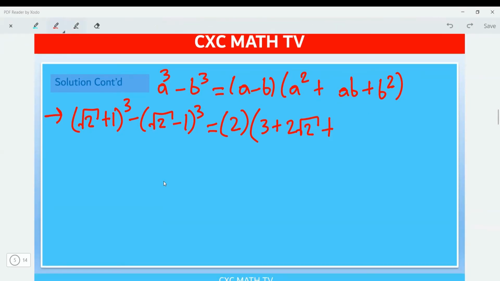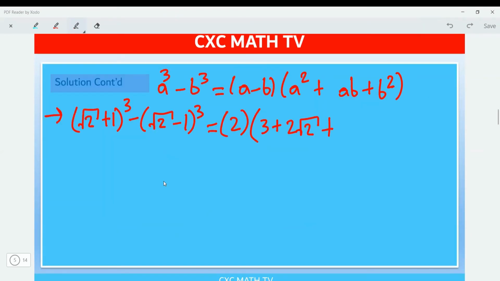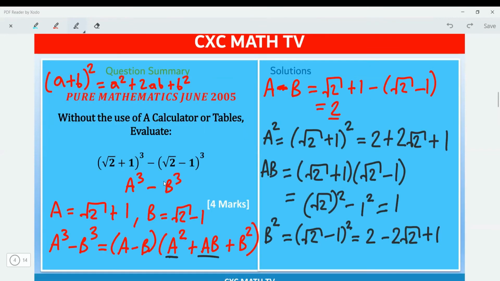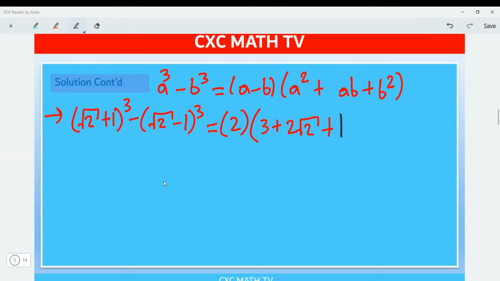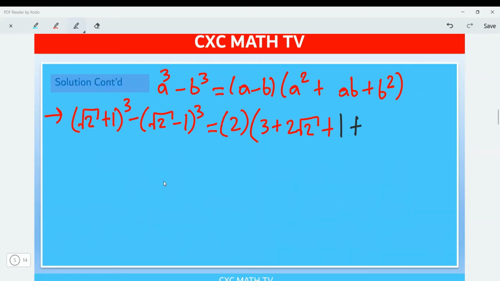Cool. All right, so remember the formula I showed you, it was just plus AB, and I had a 2 there by mistake. So plus AB, and we worked out AB to be 1, plus B squared, and we worked out B squared to be 3 minus 2 root 2. The 2 plus the 1 is 3. So that is 3 minus 2 root 2. So when we simplify it now, as we can see, 3 plus 3, that part is 6, plus 1, that is 7. So this works out to be 2 times 7.